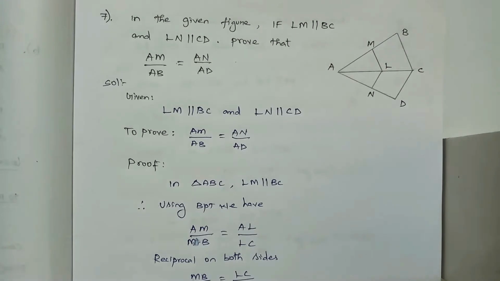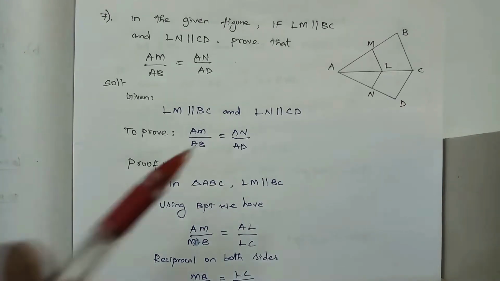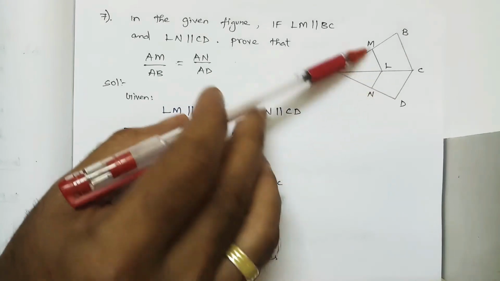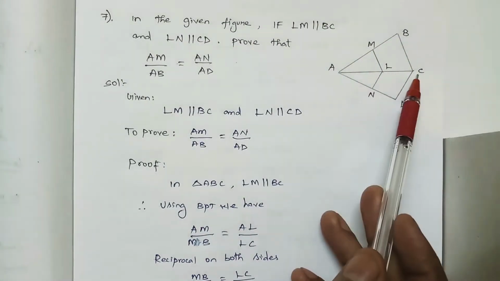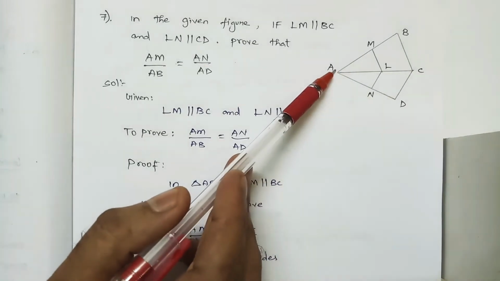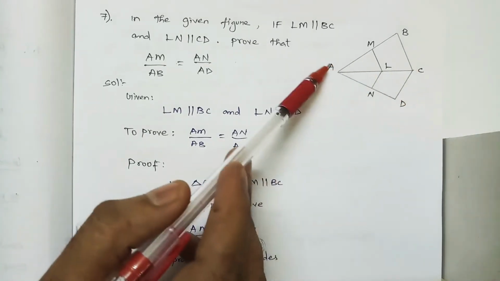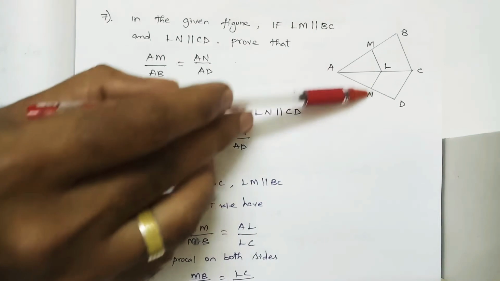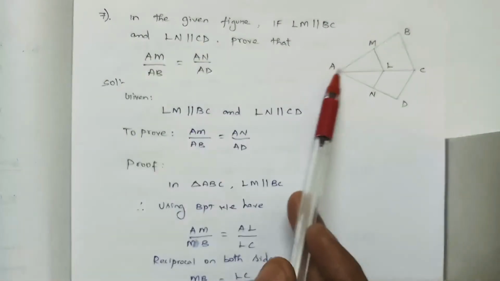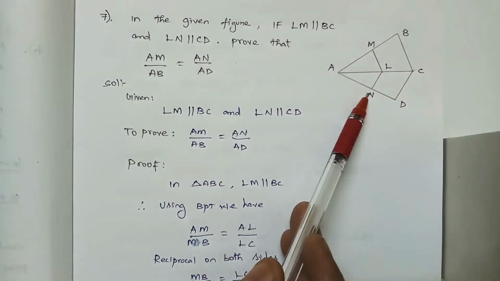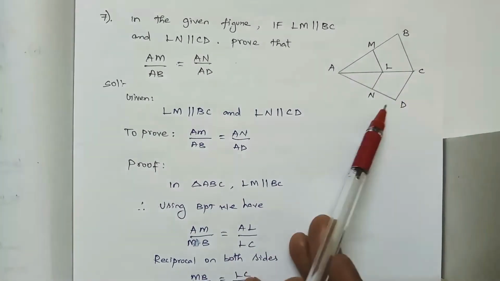By seeing the diagram, we can come to the conclusion how we are going to prove it. We are going to prove it with the help of the BPT statement, right? In triangle ABC, LM is parallel to BC, so directly we can say that AM by MB is equal to AL by LC. And in the second triangle, ADC, LN is parallel to CD, given. So by BPT, AL by LC is equal to AN by ND.